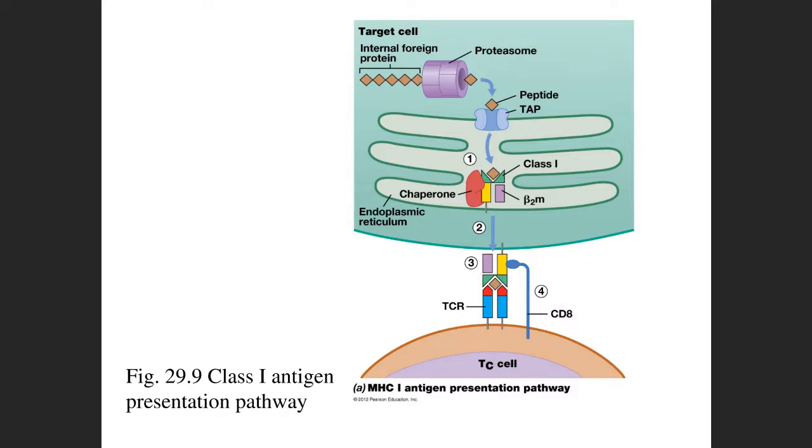So this is internal foreign protein. If all cells capture internal protein, they will present it here, and then the T cytotoxic cell will identify it and then kill it. So, to kill this cell, all right.